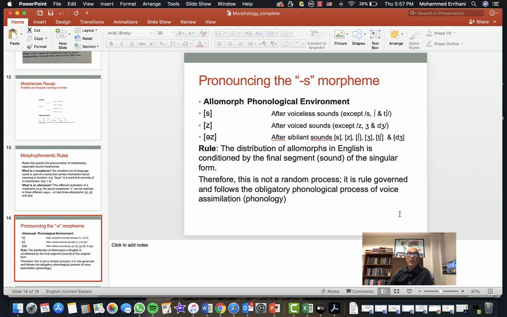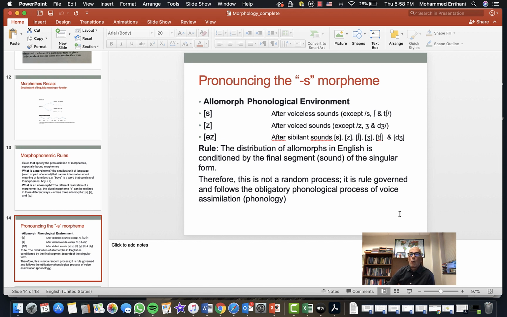And so this is the breakdown of the phonological environment of the allomorph variant. So the S morpheme can be realized in three different ways. After voiceless sounds, except sh, ch, and s, the plural S, or the third person singular S, is pronounced as s.